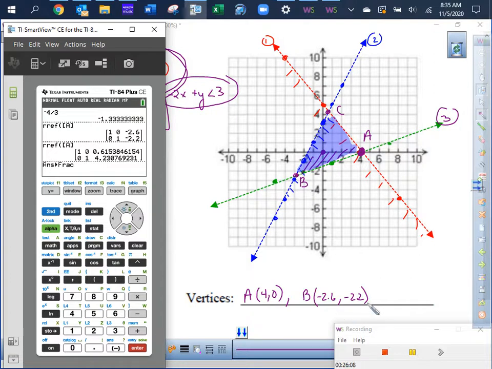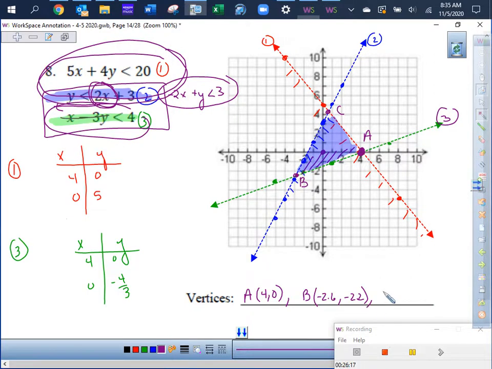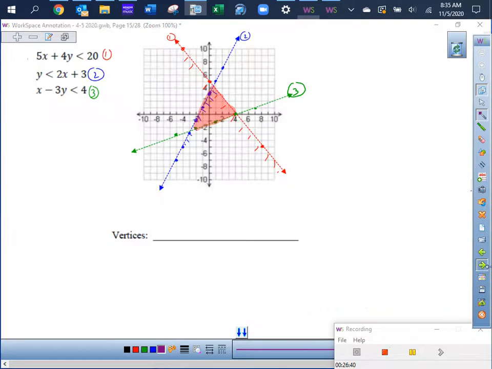This was by far a much more challenging problem. So, C was at 8/13, comma 55/13. Weird. What does it mean? We'll find out next week. But those vertices are very, very important to some real-life scenarios. So that was crazy. Let's practice some more.